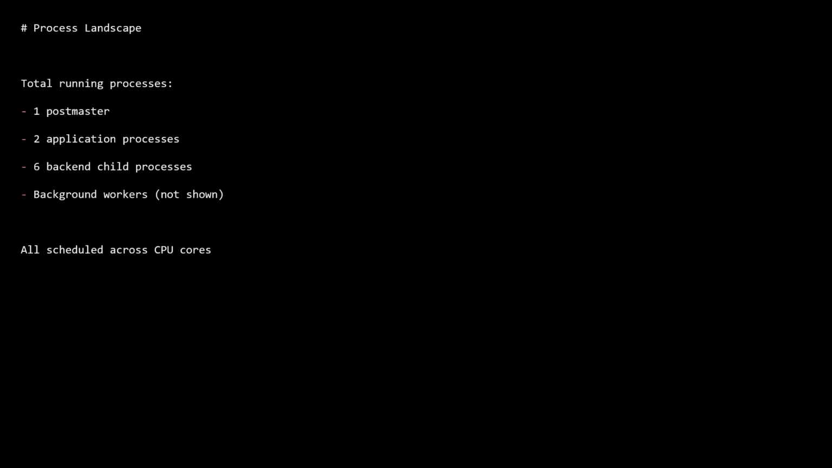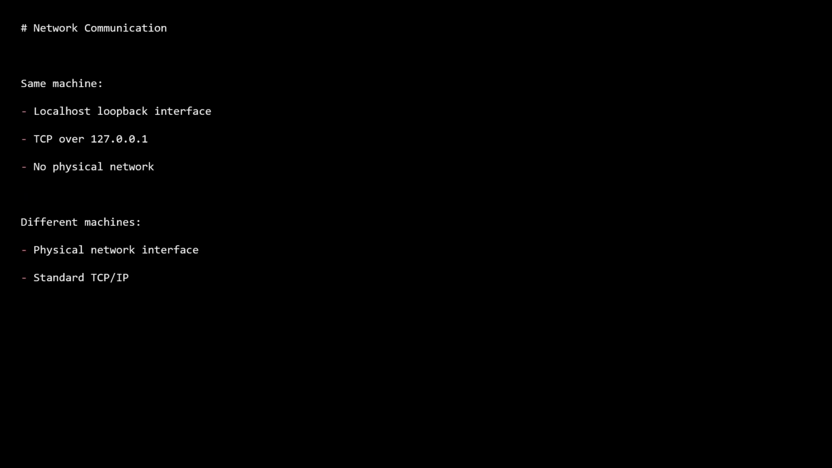You end up with many processes. The operating system schedules them across available CPU cores using context switching. When running on the same machine, communication uses the loopback interface. Over a network, standard TCP/IP applies. Both use sockets and ports.